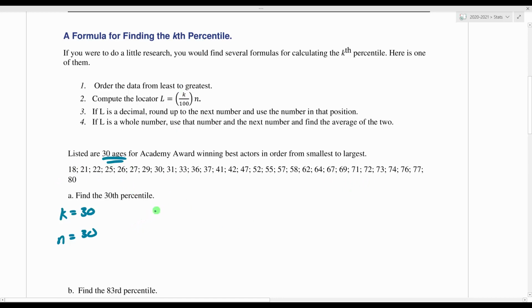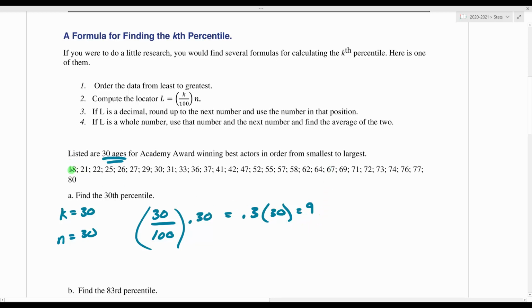All right, so I'm going to say 30 over 100. And I'm going to take whatever the result of that is, and multiply it by 30, because that is what N is. So 30 over 100 is 0.3 times 30, which is 9. So the data piece that is in position 9, whatever the 9th piece of data is, is where we're going to find our percentile.